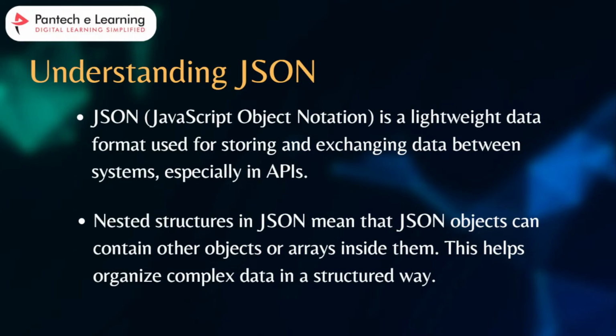Now we understand how APIs work, and what the format of data is. Basically we use the JSON format for delivering our data. JSON stands for JavaScript Object Notation. This is a lightweight data format used for storing and exchanging data between systems, especially in APIs. Basically we use the JavaScript Object Notation data type for passing the data.